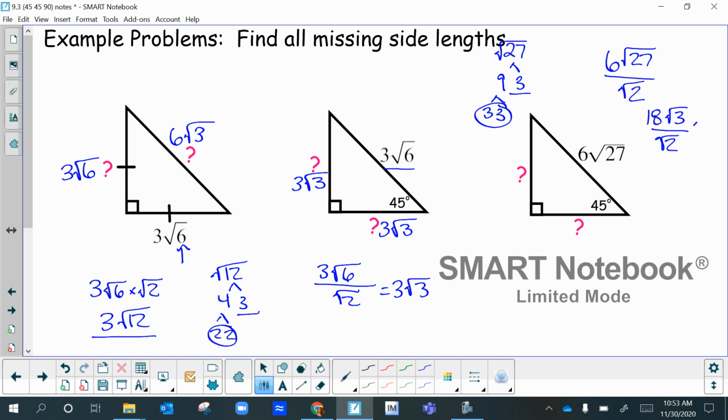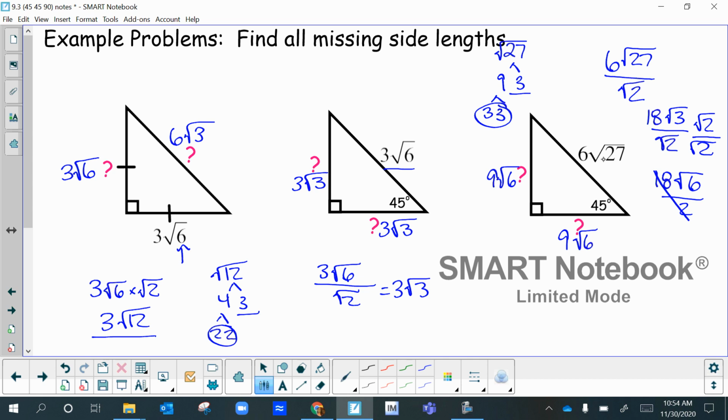Now we want to multiply by radical 2 over radical 2. And so we're going to get 18 radical 6 on top and on bottom over 2. Does the 18 and the 2 simplify? Yes, they do. That's going to be 9 radical 6. So the legs are 9 radical 6 and 9 radical 6. Okay, so just because you have something here, they're not always going to simplify these for you. So you have to always make sure that you simplify.